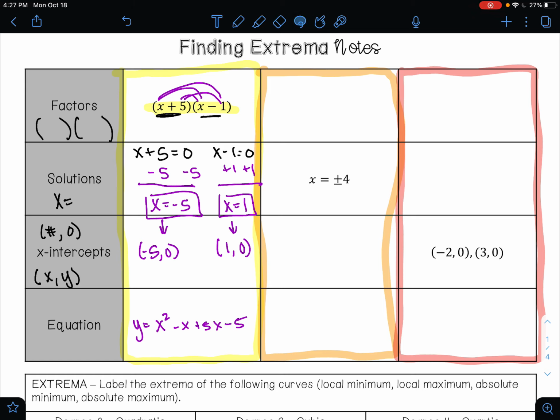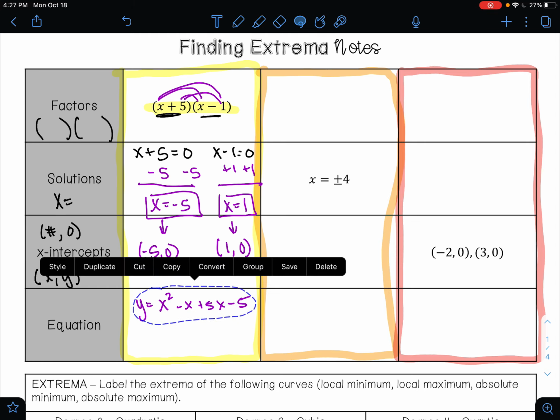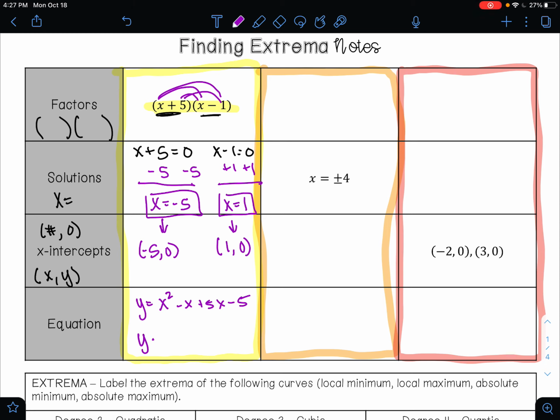So let me just move this up a little bit. There we go. And then if I combine like terms, you get y equals x squared plus 4x minus 5. And that would be your equation. That's what you're doing for this column here and this column here as well. You're just going to take the information that you're given and find the other things. So go ahead and pause the video and see if you can find those other pieces of information.